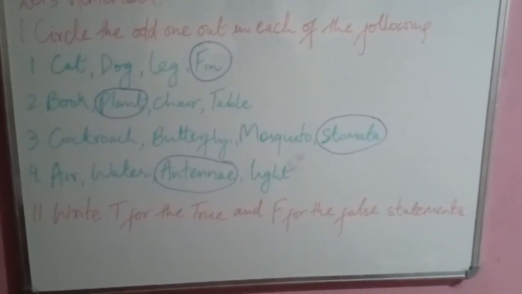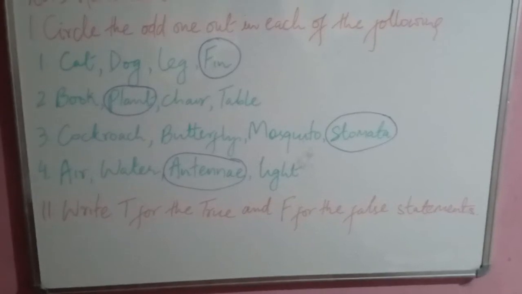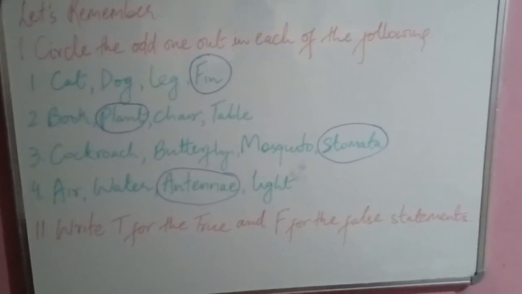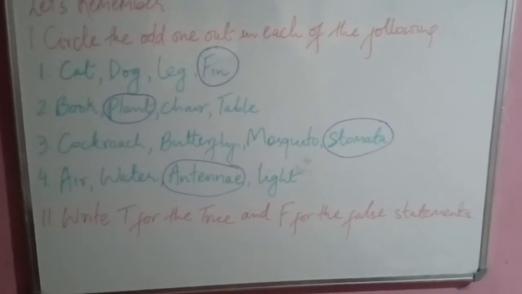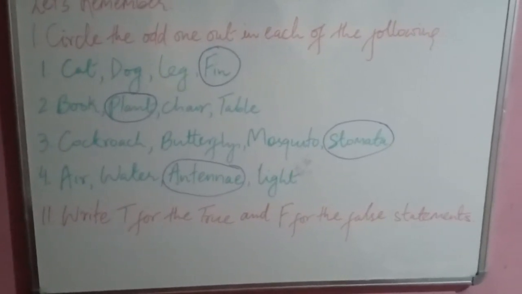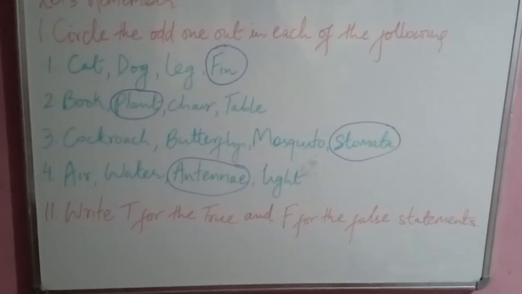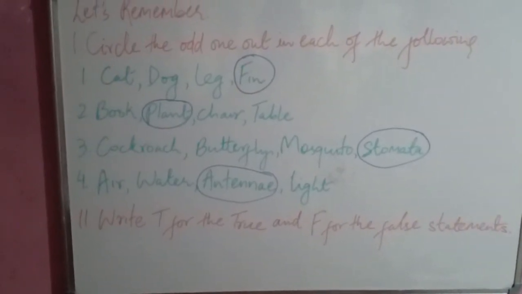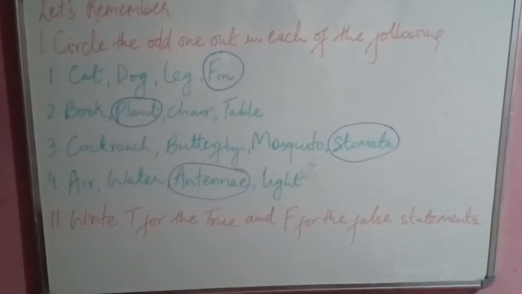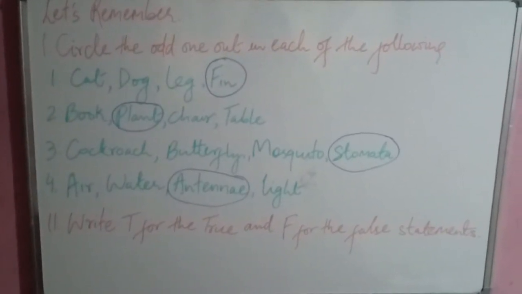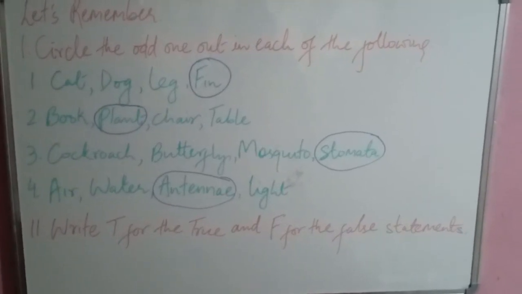Then we have cockroach, butterfly, mosquito and stomata. We have to circle stomata because it is the tiny hole in the plant which helps them to breathe in air. Then we have air, water, antenna and light. Among these, antenna is the odd one here. Moving on with the next question.